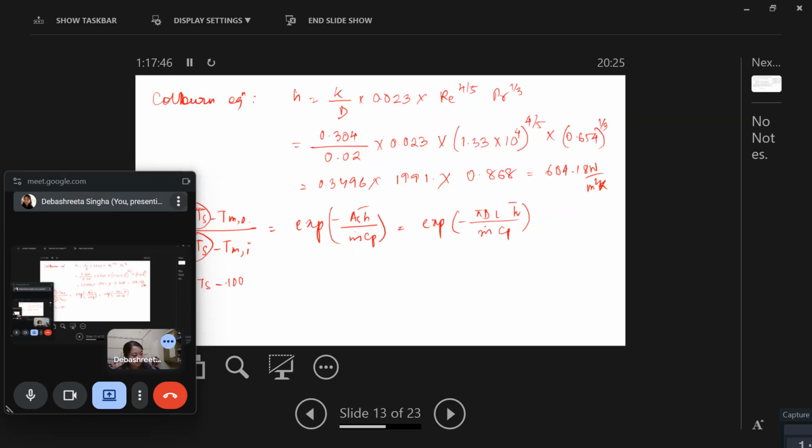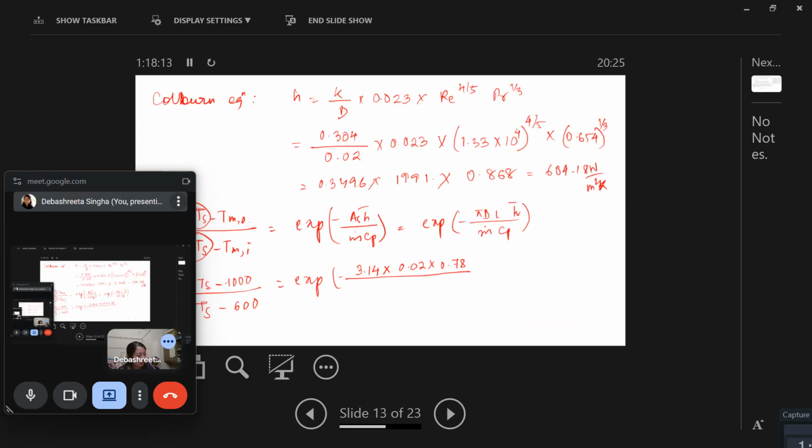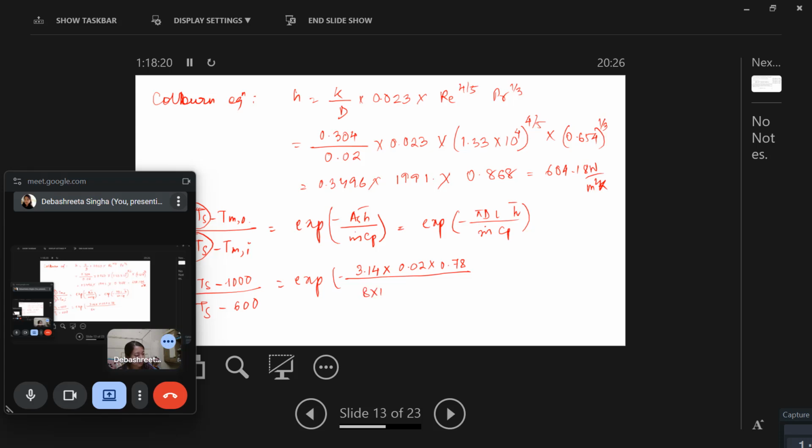So Ts minus 1000 divided by Ts minus 600 is equal to exponential of minus 3.14 into diameter 0.02, length 0.78, divided by m, which was 8 into 10 to the power minus 3, into Cp, 3, into h. h we have calculated as 604. So how much do we get?